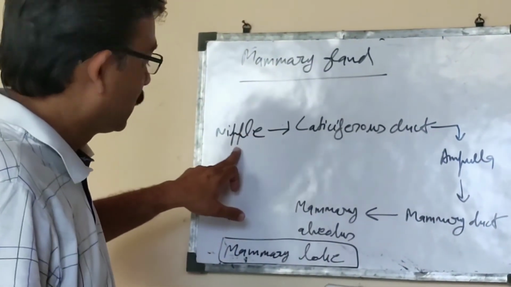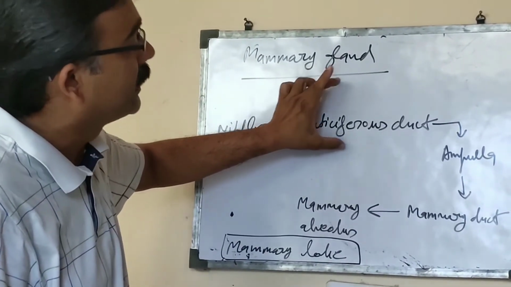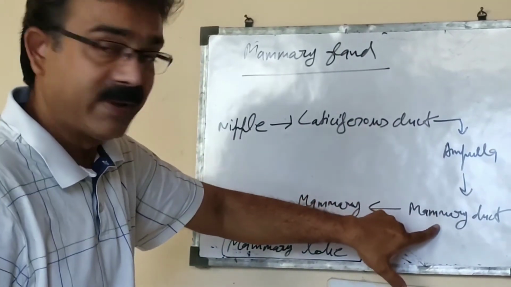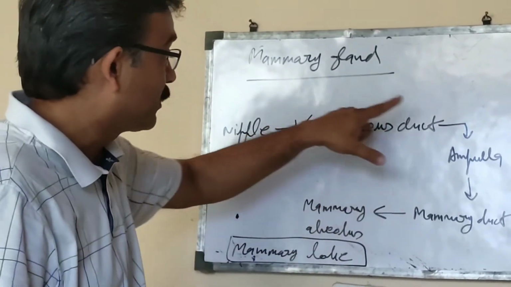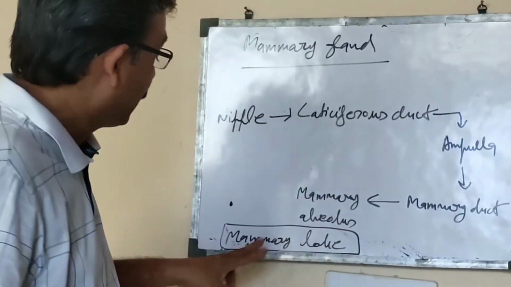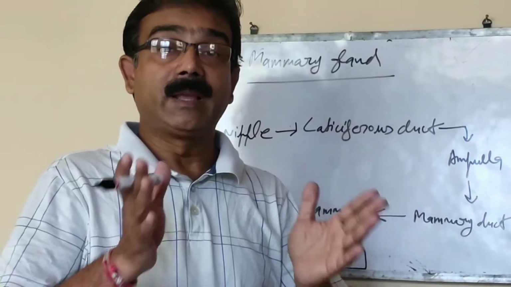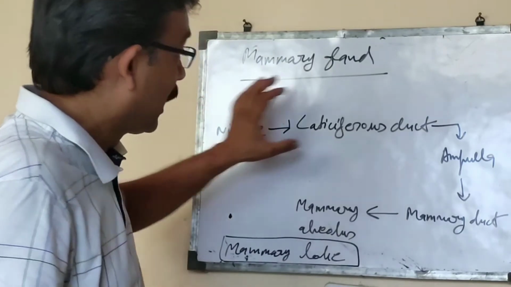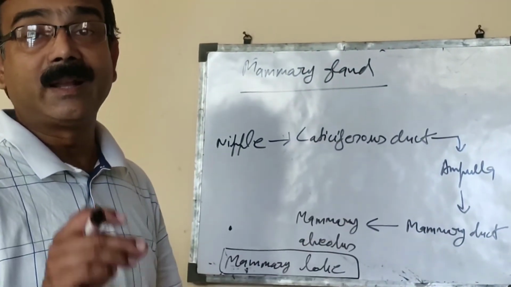One single opening, then so many lactiferous ducts connected posteriorly with the ampulla, then the mammary duct, then the mammary alveolus, and all these structures are taking place inside a mammary lobe, and the mammary lobe is surrounded with an adequate amount of fat. This is a layout of how this arrangement goes. Now I will show you in a diagram.